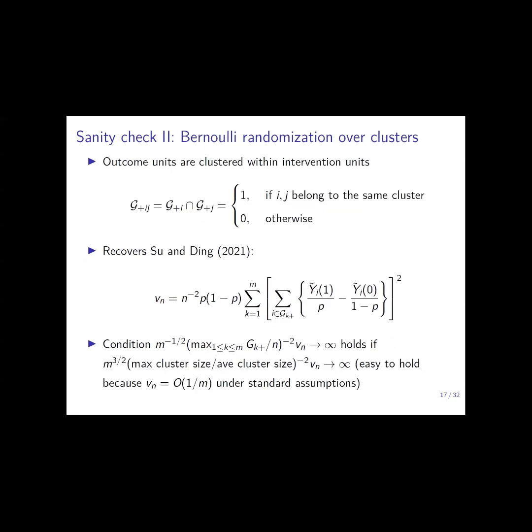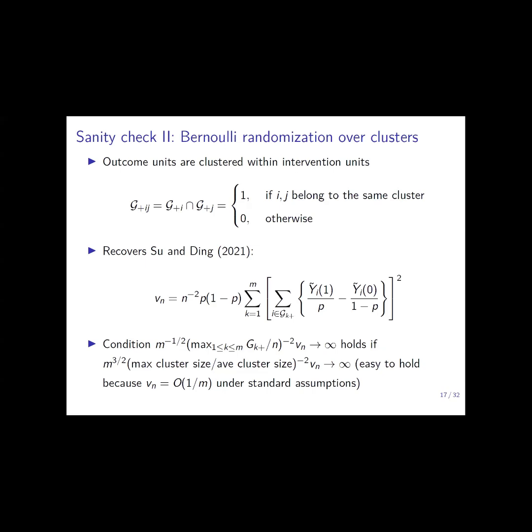If we go back to the setting with Bernoulli randomization over clusters, then the outcomes are clustered: households are connected to villages, and students are connected to classrooms. So it's clustered, block diagonal matrices, and we can recover some formula we derived before. The condition reduces to this condition, slightly more complicated than before, but you can read it. The order of Vn is 1 over m.